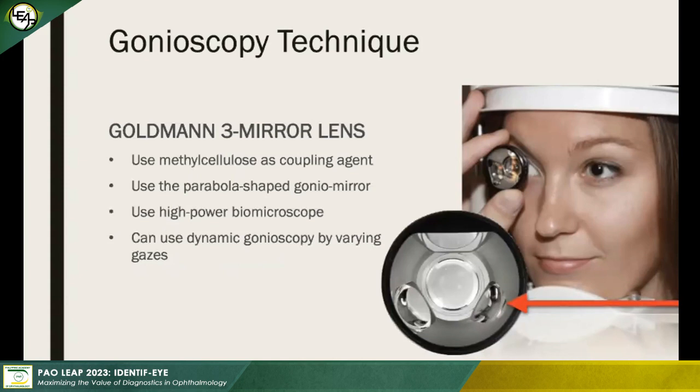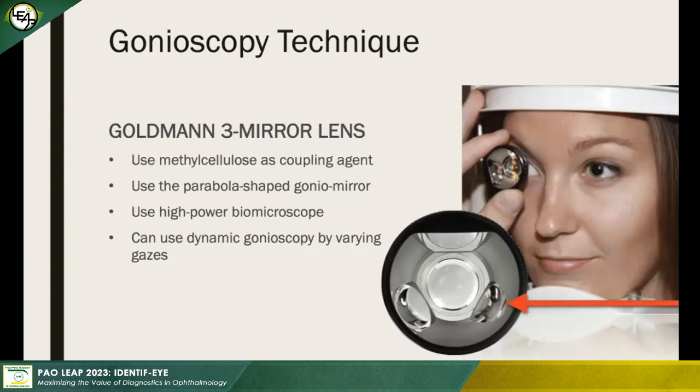If you're using a Goldmann 3-mirror lens, use a methylcellulose coupling agent. Use the parabola-shaped gonio mirror pointed here in red. Use a high-power biomicroscope. And if you want to, although you can't indent, you can have dynamic views by having the patient gaze in different directions.